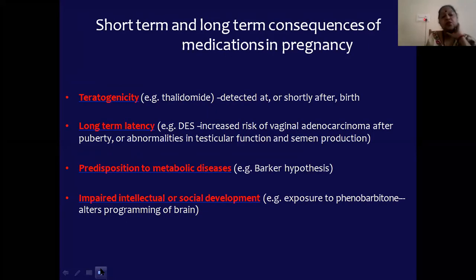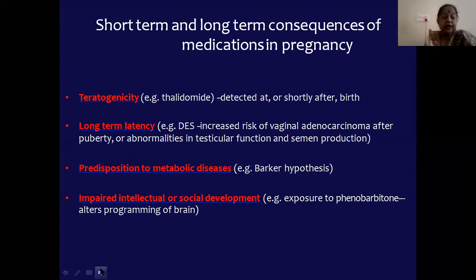Now, if you see the short-term and long-term consequences of medications in pregnancy, thalidomide's effect was detected at or shortly after birth. For long-term latency, you know the example of diethylstilbestrol, which has increased risk of vaginal adenocarcinoma after puberty, or abnormalities in the testicular function and semen production.